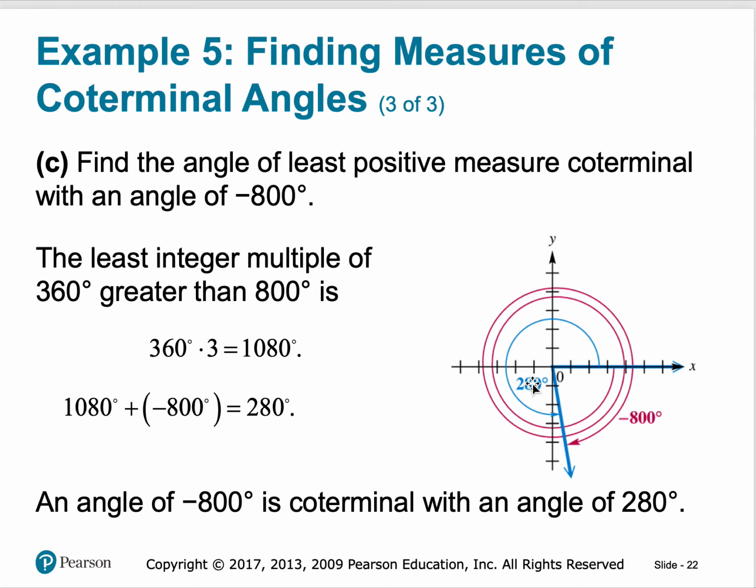I would take negative 800 and I would add 360, and that would give me 440. Then I would subtract 360 again, and I would get 80 degrees. So I want to make sure that we're subtracting those 360s appropriately to be able to get to that coterminal angle.